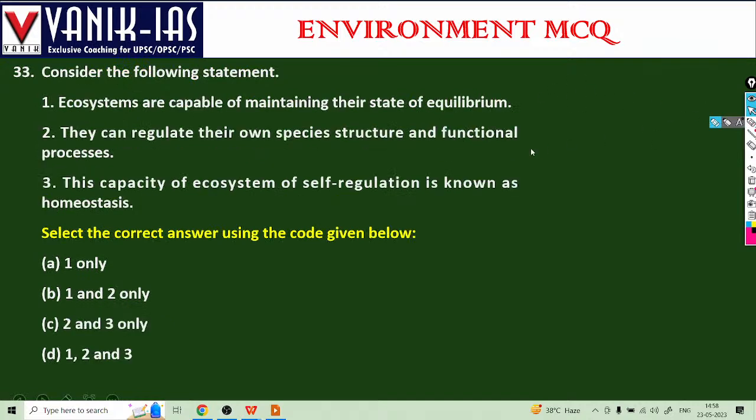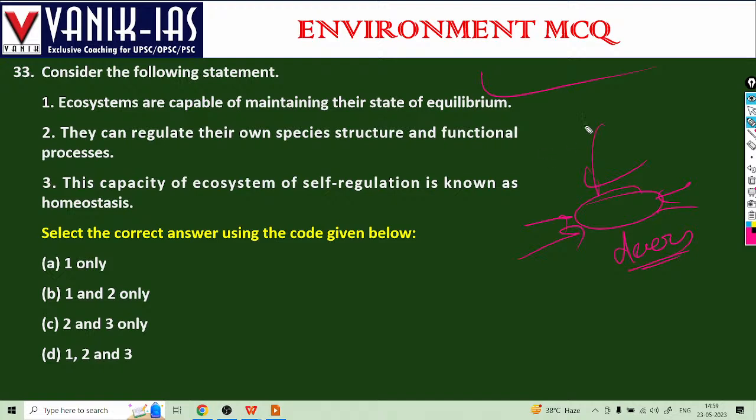Then consider the following statement. Ecosystems are capable of maintaining their own equilibrium. Yes, they maintain their own equilibrium. A particular number of species is maintained. For example, if the tiger population becomes too large, they will eat a huge number of deer. After that, the deer population will reduce and the tigers will not get a proper amount of food.